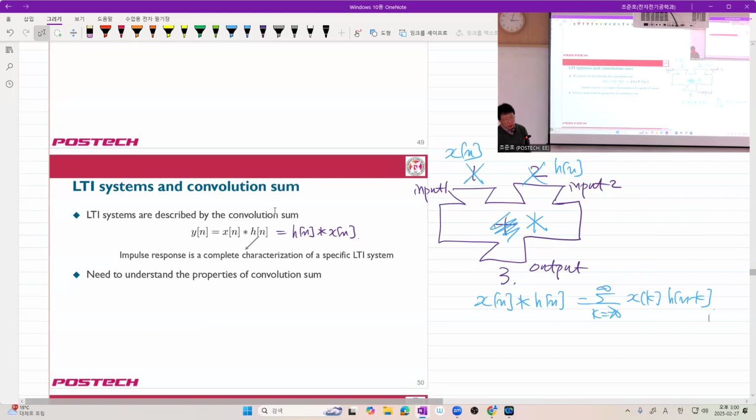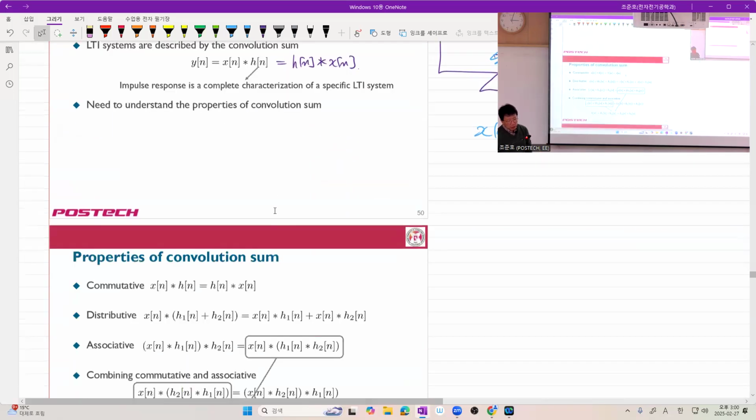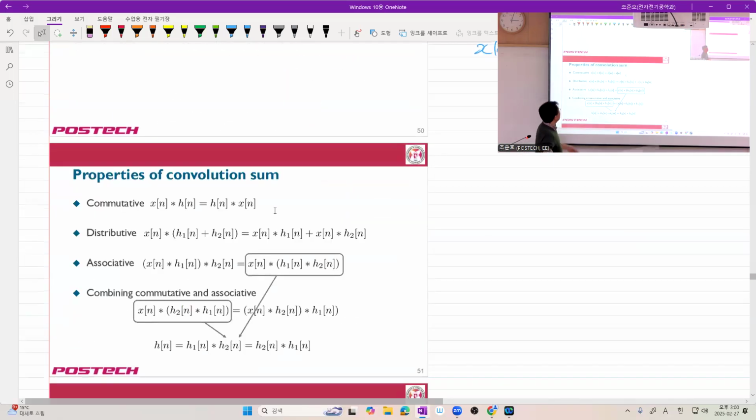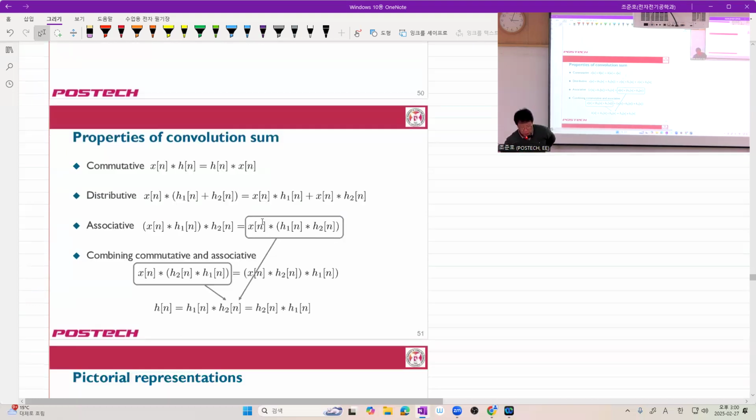And also, commutativity holds for multiplication, as you know. And here was something similar. So convolution sum, that mapping rule with two inputs and one output, is commutative. Okay? So you see, the order doesn't matter. And second is distributive. What does that mean? And this left-hand side must be interpreted as what?